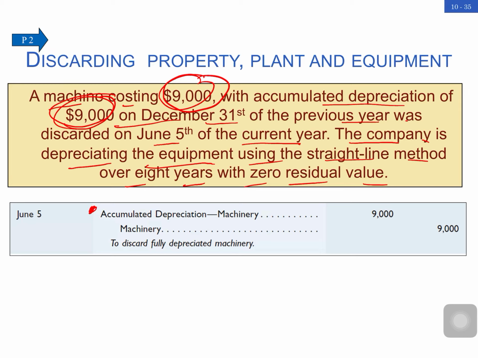You will record accumulated depreciation and machinery. You remember, you discard or remove or dispose this machine, so you have to record machine on credit, right? Because the machine is decreased, you're going to remove it. So machine on credit and accumulated depreciation on debit.